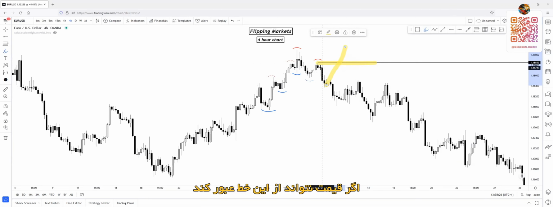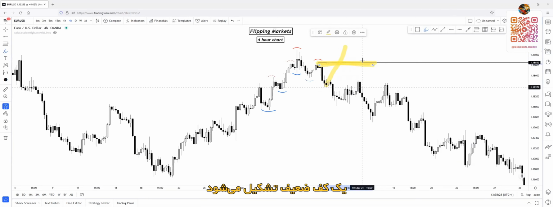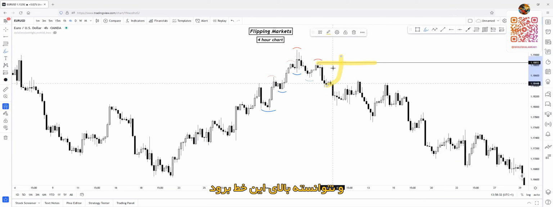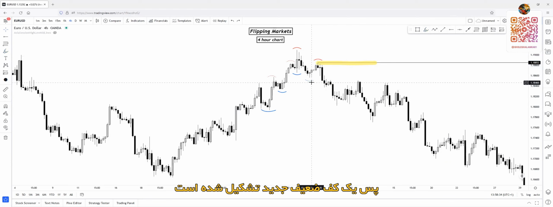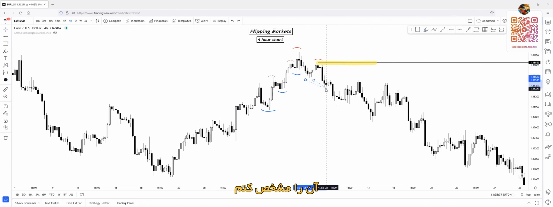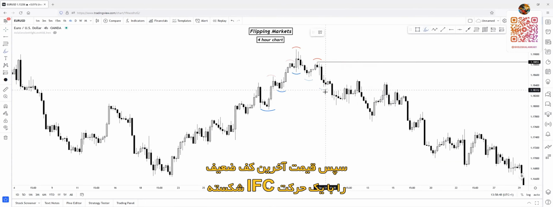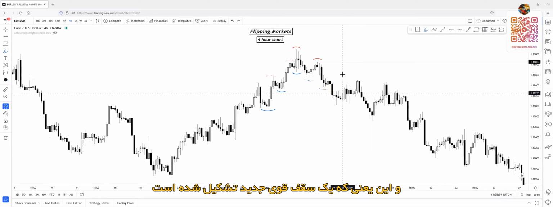If price can break through this line, then a new weak low will be created. So as you can see, price did a pullback here, couldn't break above this line. So a new weak low has been created. So I will just mark it here. Okay. After this, price broke through the last weak low, as you can see here, with an efficient push and break of structure. So this means a new strong high has been created.